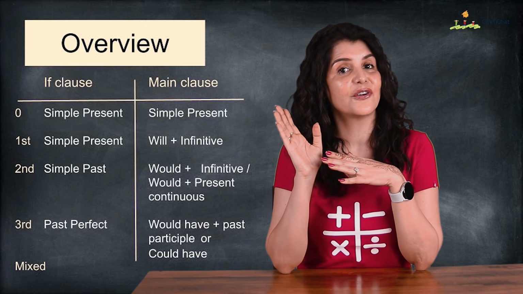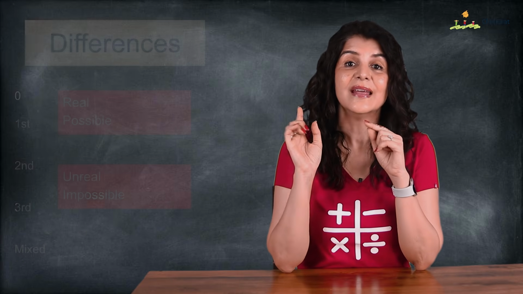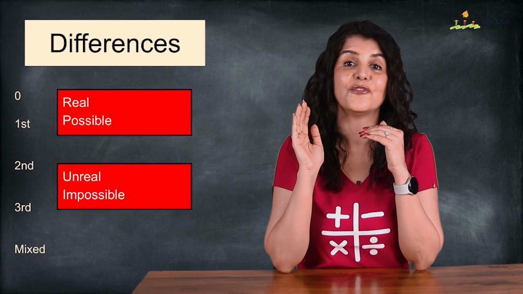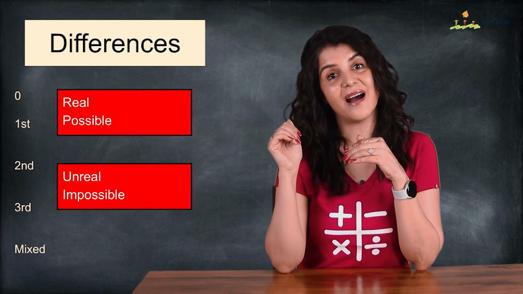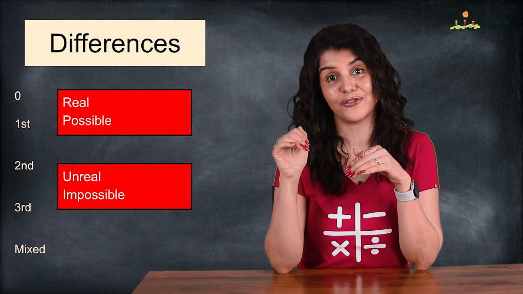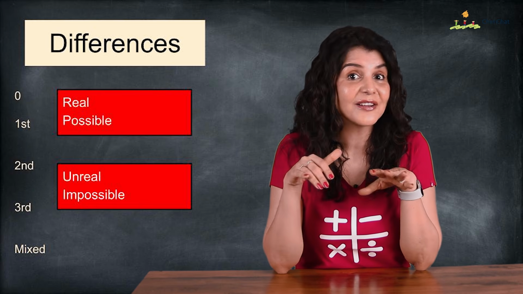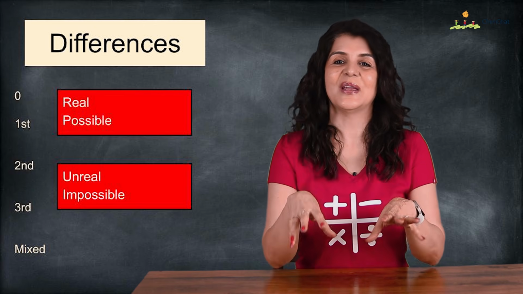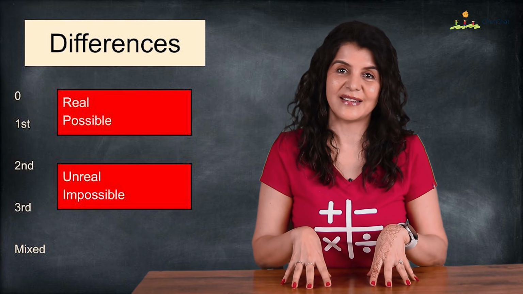Now, take a screenshot of this and save it for later. So, the 0 and first conditionals are real truths or real possibilities. The second and third conditional are unreal, imagination or repentances. Impossible situations that never actually happened or never had a chance of actually happening. Okay, let's look at each of the 4 conditional statements in greater detail.